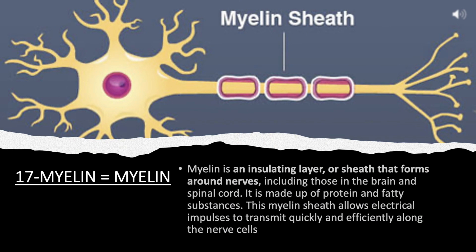17th example is myelin. Myelin is an insulating layer, or sheath, that forms around nerves, including those in the brain and spinal cord. It is made up of protein and fatty substances. This myelin sheath allows electrical impulses to transmit quickly and efficiently along the nerve cells.